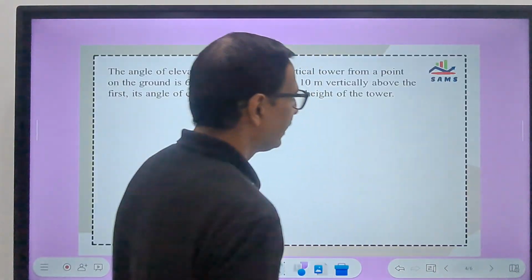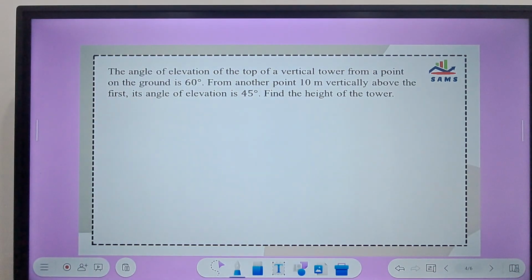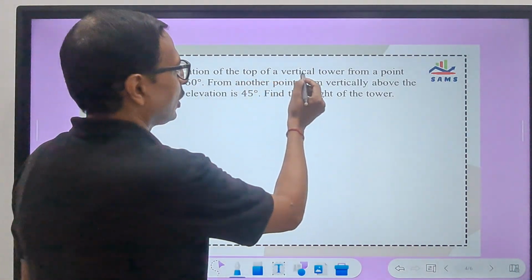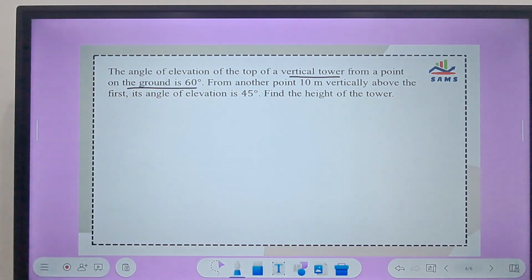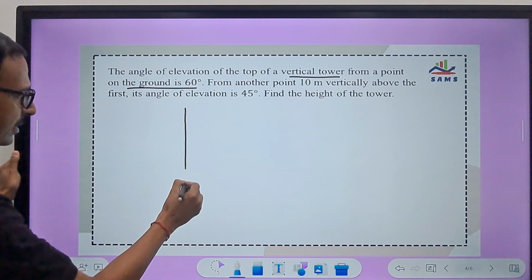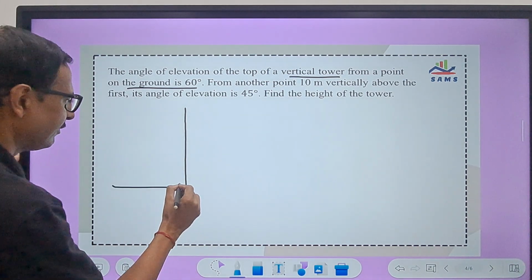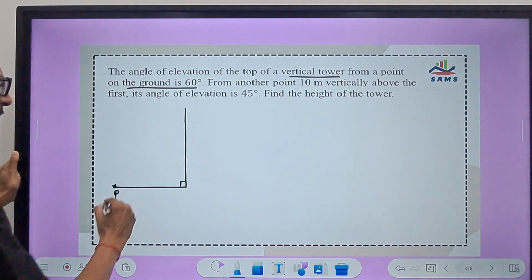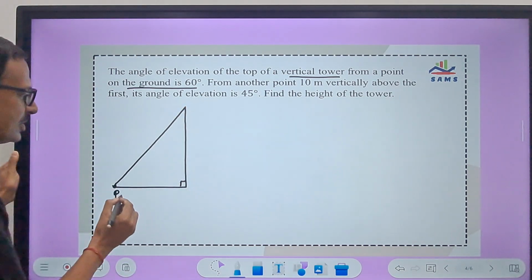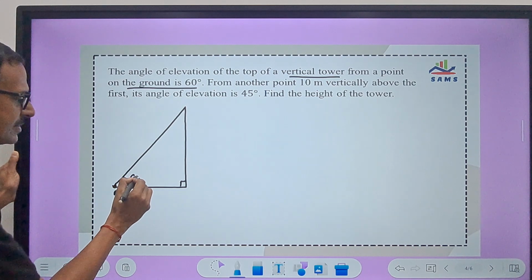The next question is based on another question where the figure is really important, and if you get the correct figure, I think more often than not the answer will be correct. The angle of elevation of the top of a vertical tower, so there is a tower, from a point on the ground is 60 degrees. Okay, so we have a tower, and this is the ground level, and here is the point P from where we are making the observation, and the top of the tower is at an elevation of 60 degrees like this.